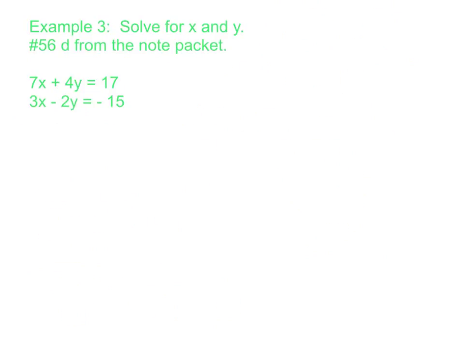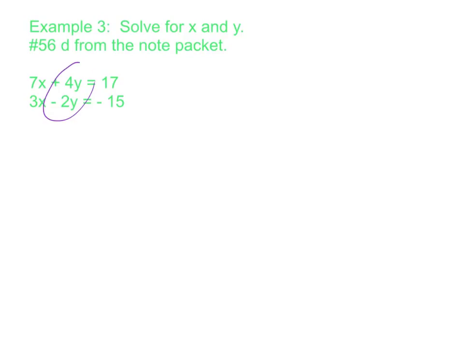Example 3 is number 56D from the note packet. 7x plus 4y equals 17. 3x minus 2y equals negative 15. So again, we're looking at our variables, which one we want to eliminate first. If I look at my x's, I have a 7x and a 3x. They don't really have anything in common, and nothing easily could cancel out. We can multiply to eliminate. So I'm going to focus on my y's.